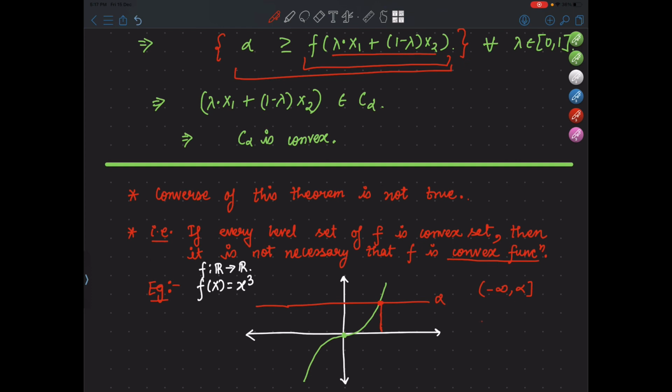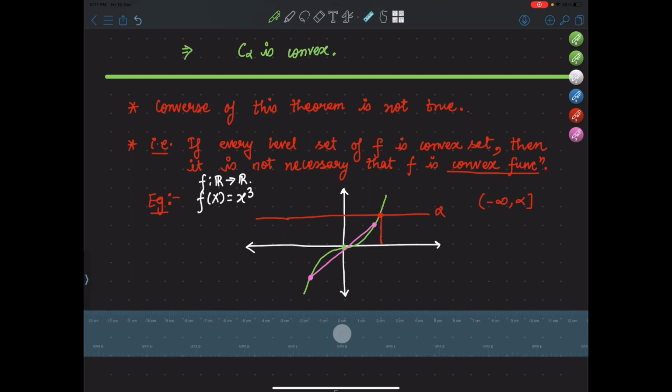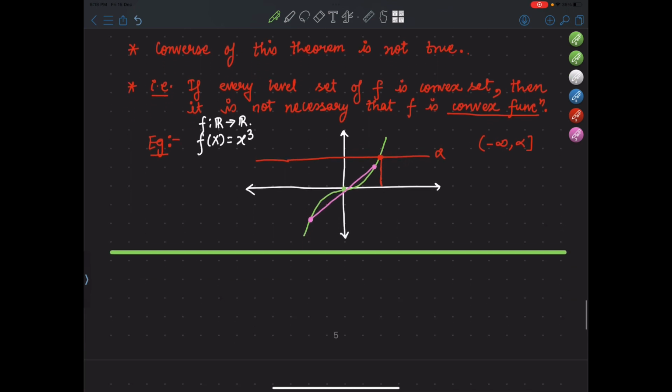So f(x) equals x cubed is not a convex function, because you can see if I put 2 points here and here, the line is above the function in some points and below the function in some other points. So this is not a convex function. So the converse of the theorem is not true.